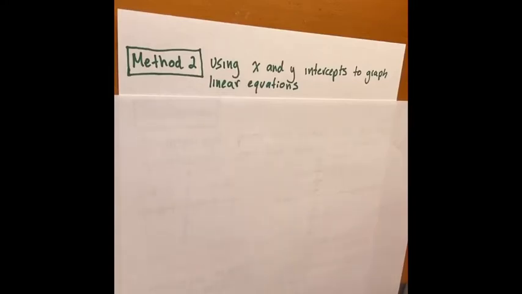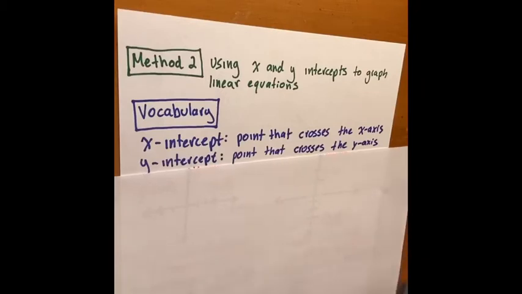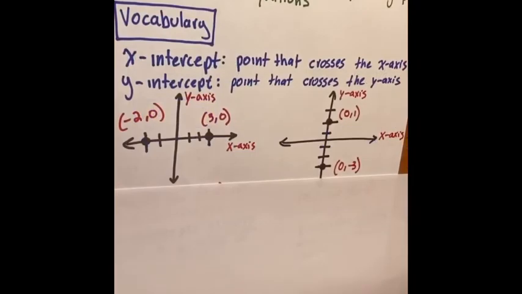So let's review some vocabulary on what an x-intercept and a y-intercept is. An x-intercept is a point that crosses the x-axis. So that point is going to lie on the x-axis on the coordinate plane, and that's where the line is going to cross the x-axis. The y-intercept is a point that crosses the y-axis. So the y-intercept is going to be on the y-axis, and the line is going to cross the y-axis.